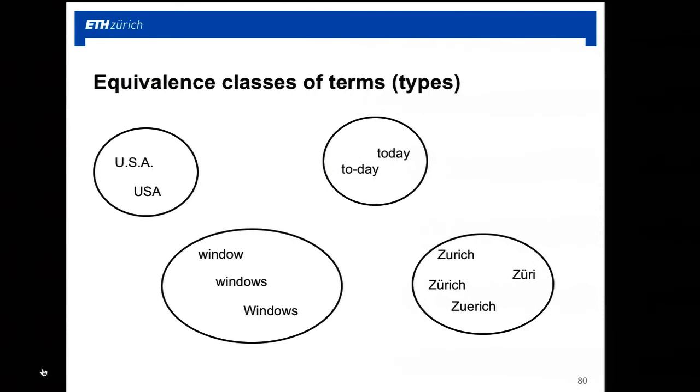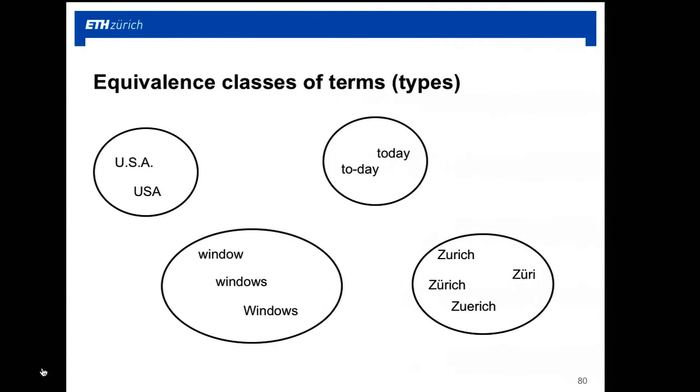Transitive? Yes? And symmetric, exactly. So here we have exactly this, a relation that is reflexive, transitive, and symmetric. What that means concretely is that you can partition the set of terms into partitions.